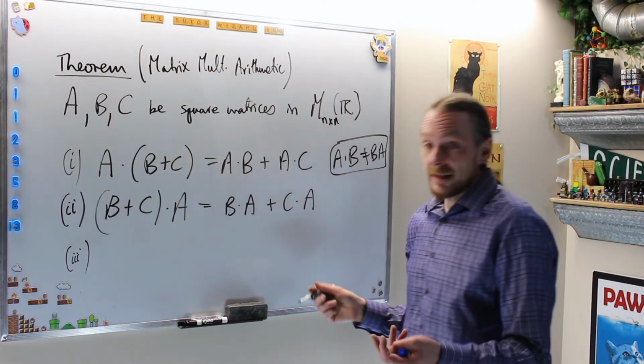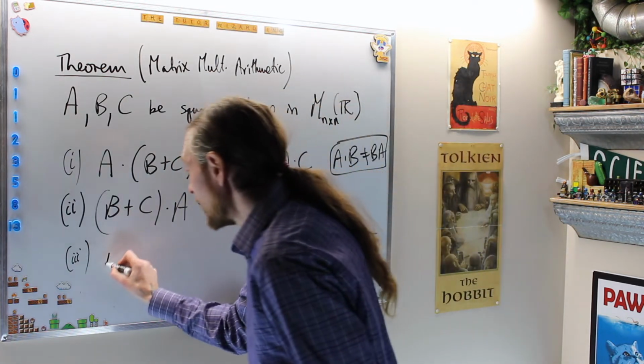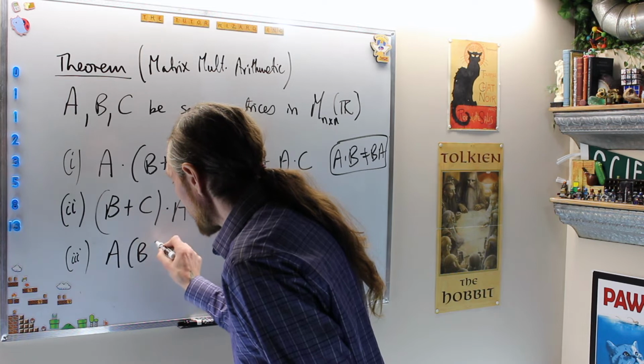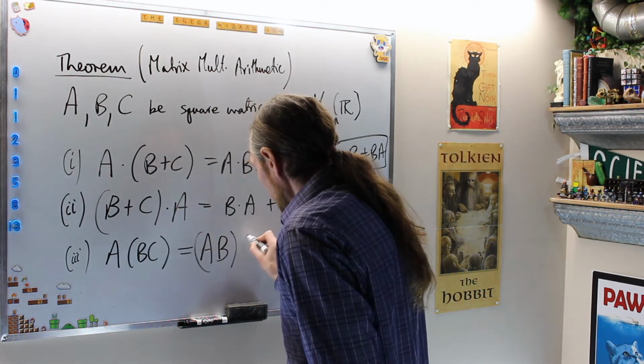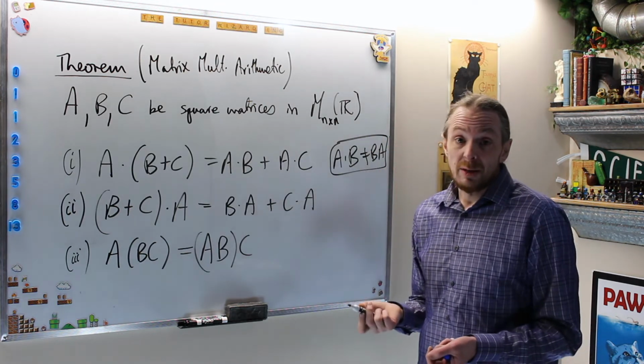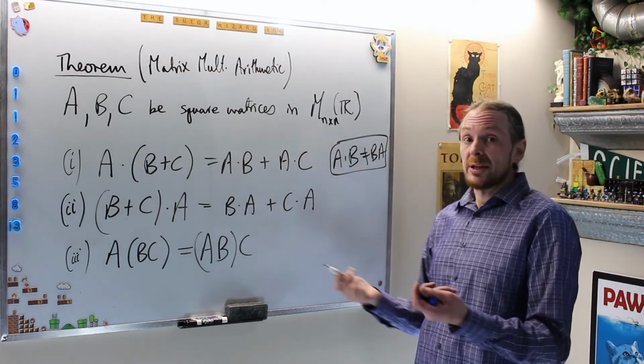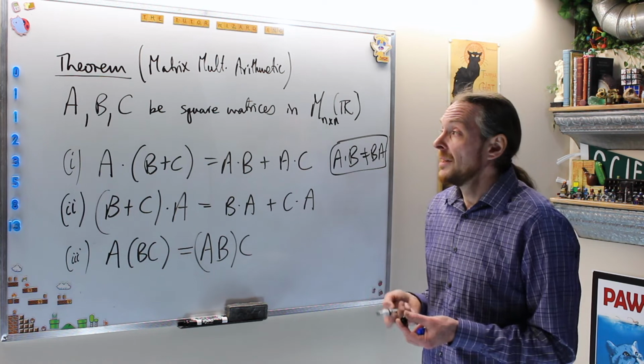we can actually associate matrices too. So A times (B times C) is the same thing as (A times B) times C. So you can associate the brackets. So these are the extra properties we need for matrix multiplication.